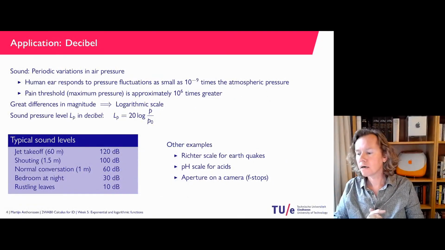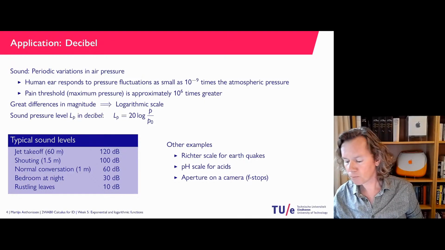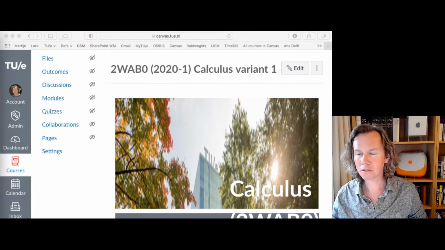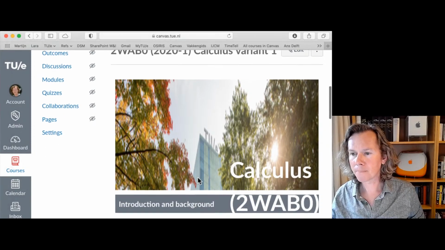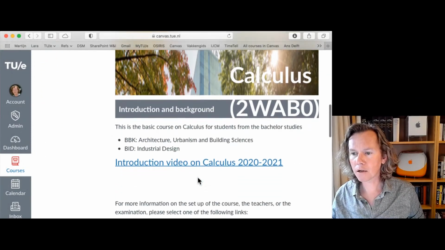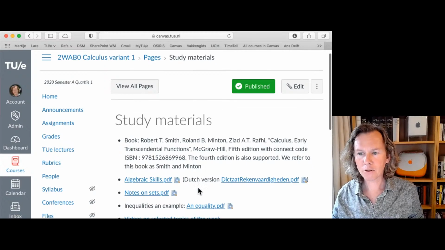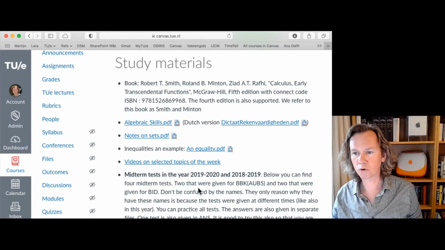So let's start again. Before the break, there was a question about an old midterm. I just wanted to point out that if you go to the Canvas site, it looks a little bit distorted here because I had to make it smaller to fit into the video footage. But if you go to the section on study materials, you see that we have put up a couple of old midterm questions.